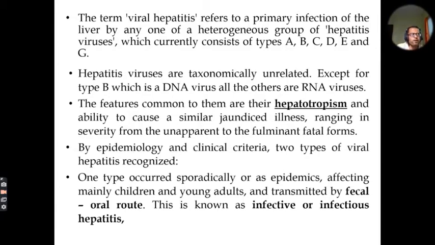So, on the basis of epidemiology and clinical characteristics, there are two groups of hepatitis viruses. The first group causes sporadic or epidemic infections, mostly affecting young children and young adults. Here, the transmission of the virus is from the source to a healthy person by the fecal oral route. So they spread rapidly, and because of that, this group of viruses is known as infective or infectious hepatitis.